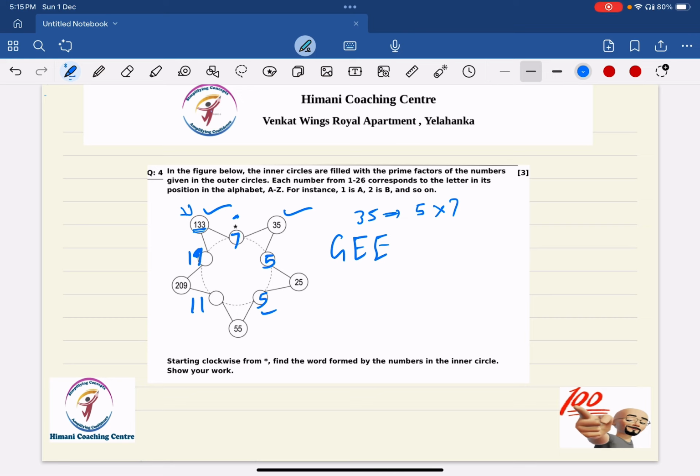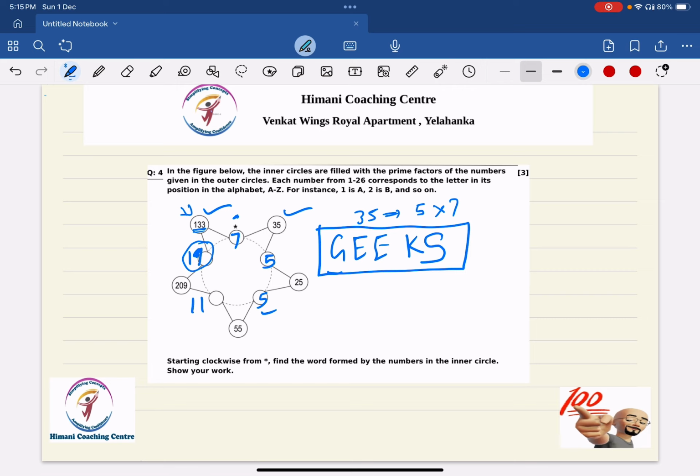So we have this word starting from, and now what are we supposed to do? We have to find the letter which is 19. So we have got 11 which is K. Now let us go. So L, M, N, O, P, Q, R, and S. So the word is geeks.